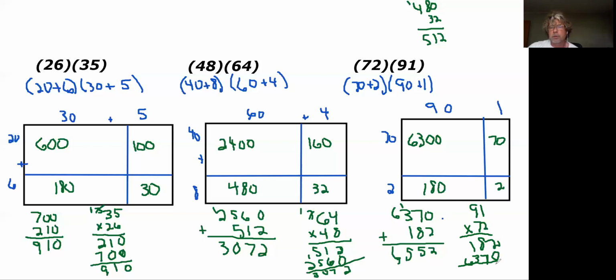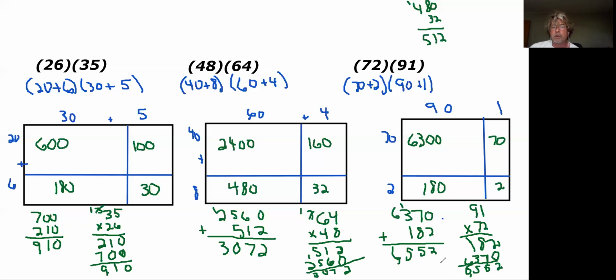So 2 plus 0 is going to be that 2. 8 plus 7 is 15. You carry the 1. 1 plus 1 plus 3 would be 5. And then bring down the 6. And you would have that same answer of 6,552.